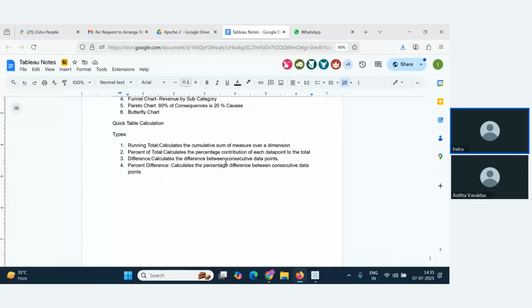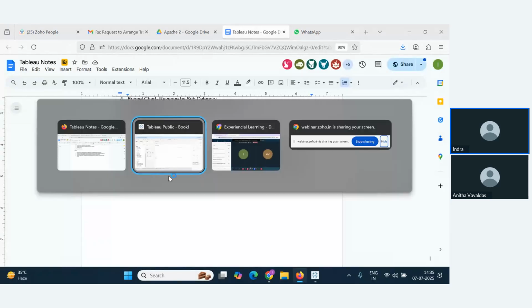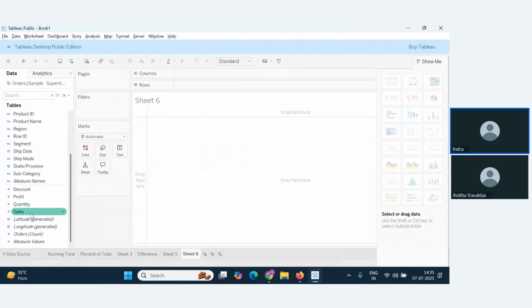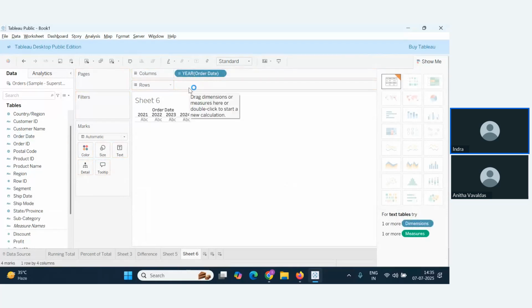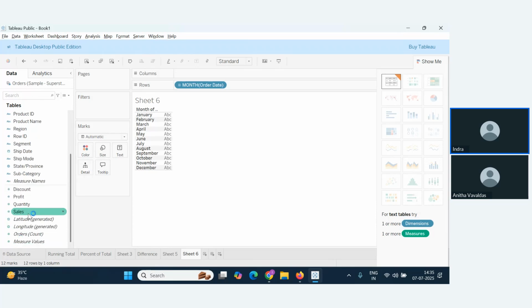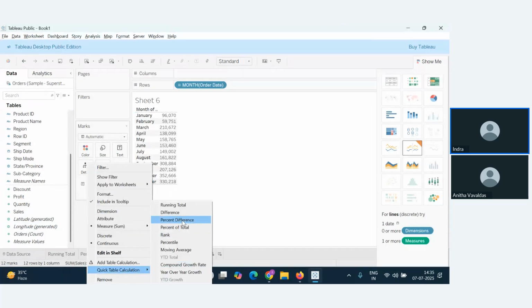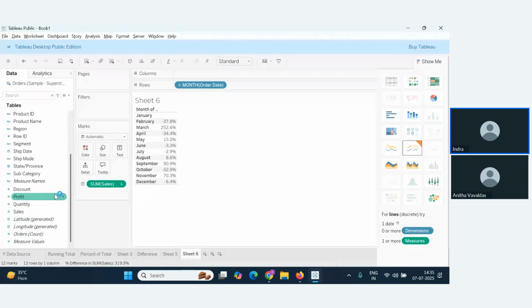Let's see one small example. In the previous example you have seen, we are getting the values, right? Now it is going to convert them into percentages. Let's see the same example. We'll take order date here. We'll drop it to months. Then we'll take sales. Now let's click on this drop down and select percent difference. And now again, let me take the sales next to it.